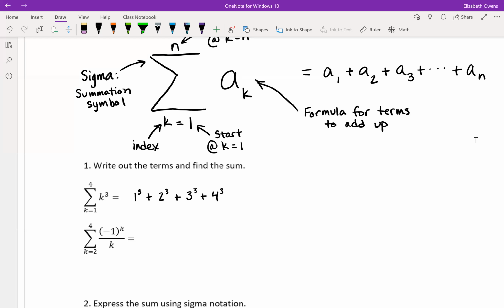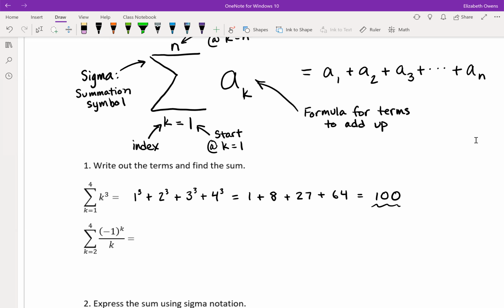Okay, so we've got the terms all written out. And then to find the sum, you would just add up those actual values. So you'd take 1 plus 8 plus 27 plus 64. And this happens to turn out pretty nice, actually. These 3 terms together just make 36, plus 64 gives us a nice even 100 for the answer there. All right, so there's our first sigma notation.